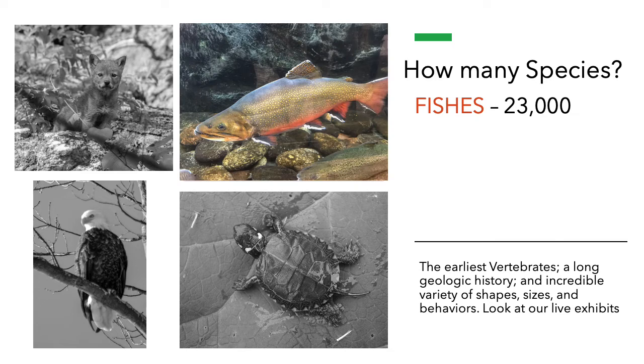Fishes are the most abundant of all the vertebrates. There's about 23,000 species in the world. They are incredibly fascinating. They have a long geologic history. They are found in virtually all aquatic systems on the planet: warm water, cold water, coastal areas, ponds and lakes, even pools of water, streams, rivers. Fishes are incredibly abundant.